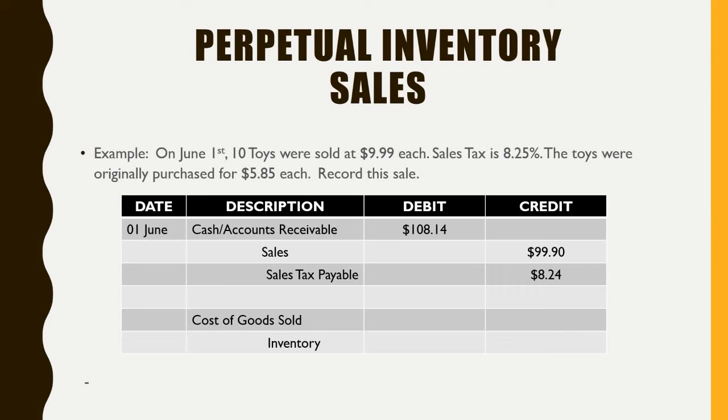So in this case, I have to calculate what getting rid of 10 of those items cost me. We've already seen what a cost of goods sold does, right? We're calculating how much it cost me to purchase those items for me to sell to my customers. So in this case, it cost me $5.85 each. I sold 10. 10 times $5.85 gave me $58.50.